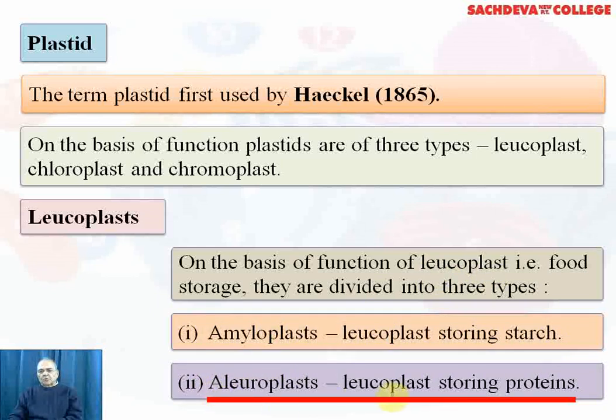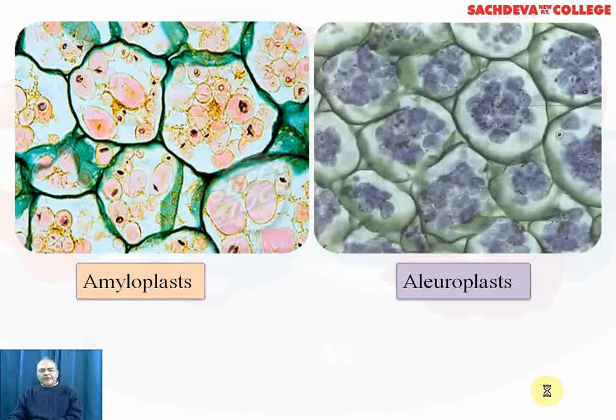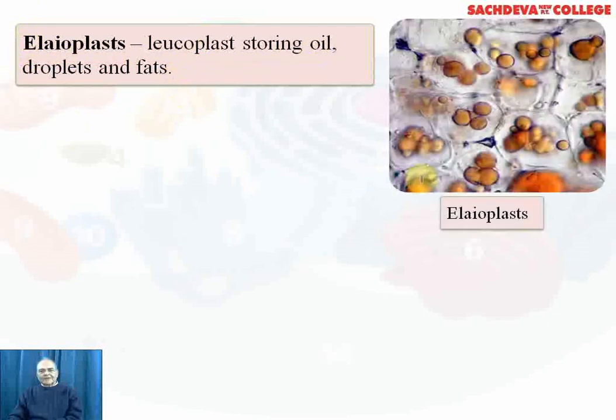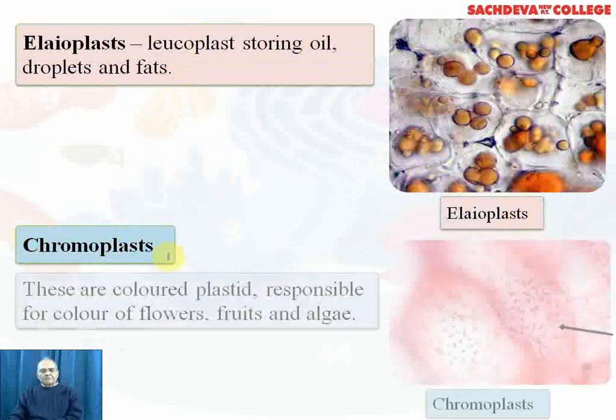Aleuroplast, the leucoplast storing proteins. And you can see amyloplast with starch and aleuroplast with proteins. Elaioplast, the leucoplast storing oil droplets and fats. You can see. Chromoplasts, meaning plastids other than green, are referred to as chromoplasts.